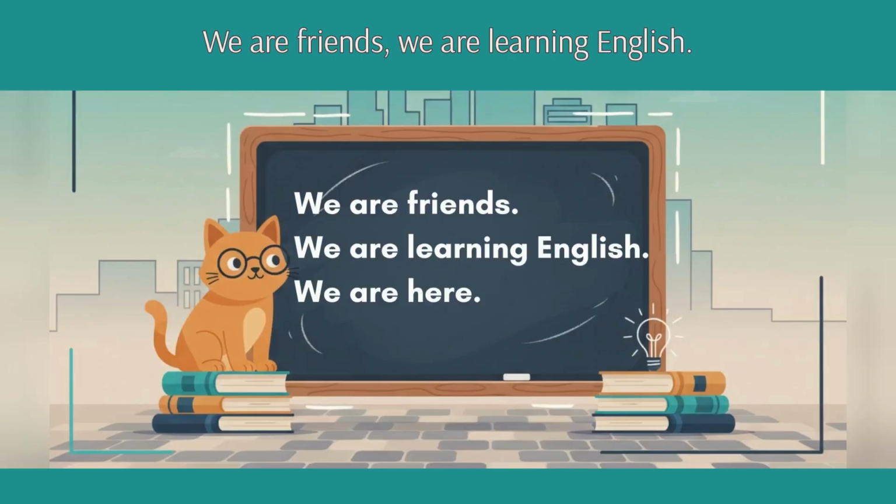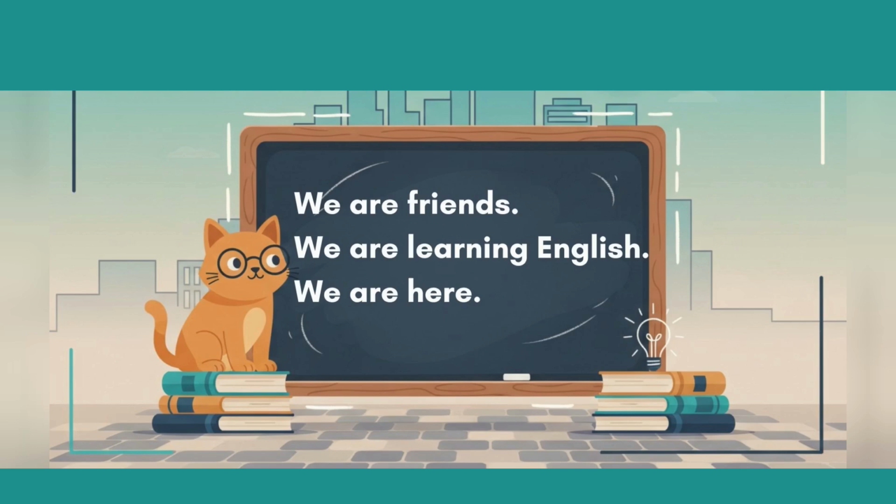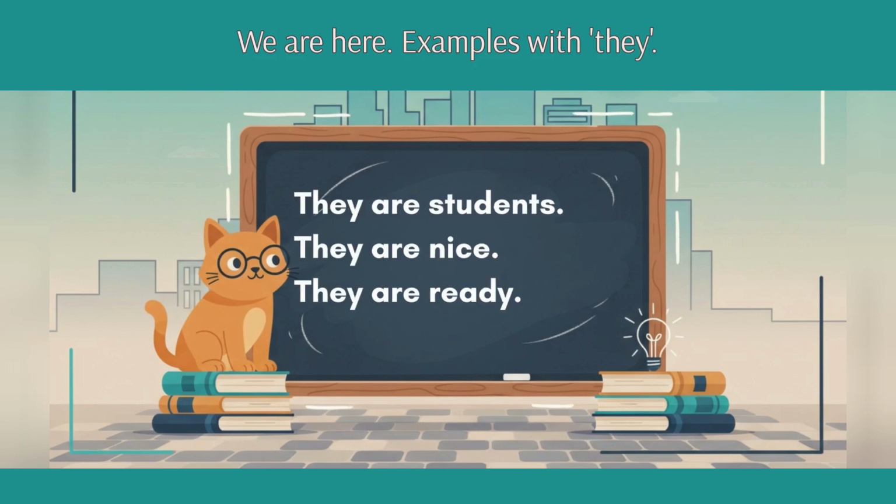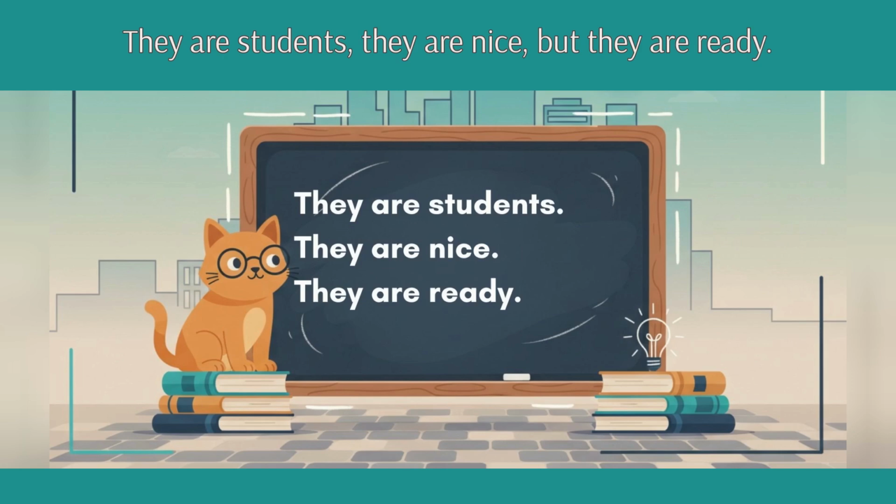Examples with we. We are friends. We are learning English. We are here. Examples with they. They are students. They are nice. They are ready.